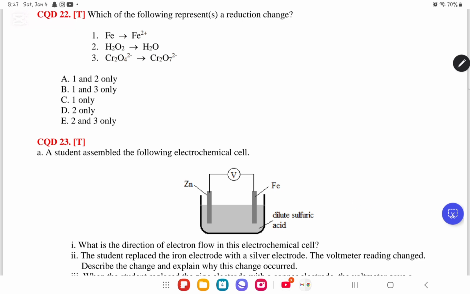Okay, for CQD number 22, which of the following represents a reduction change? So we need to notice reduction. Here Fe became Fe2+. This is oxidation because there is a loss of electrons.